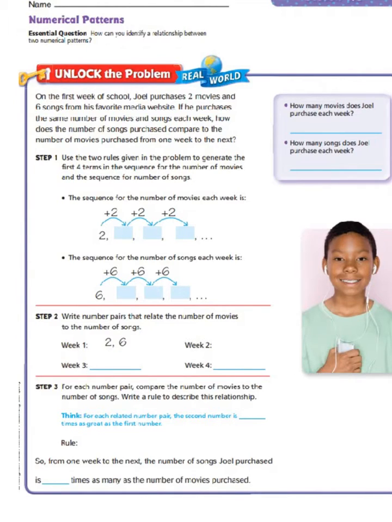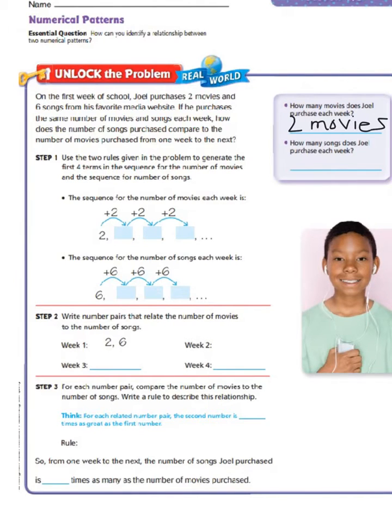So let's begin with step 1. It says, use the 2 rules given in the problem to generate the first 4 terms in the sequence for the number of movies and the sequence for number of songs. So we must begin by seeing how many movies does Joel purchase each week? Well, let's come back up here. It says on the first week of school, Joel purchases 2 movies. So he's going to continue to do that. So over here we have 2 movies.